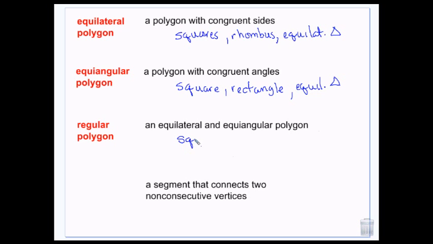That would be a square, equilateral triangle. And there's others: regular pentagons, regular hexagons. A stop sign is a regular octagon. All of the sides are the same length and all the angles are the same. So, stop sign.